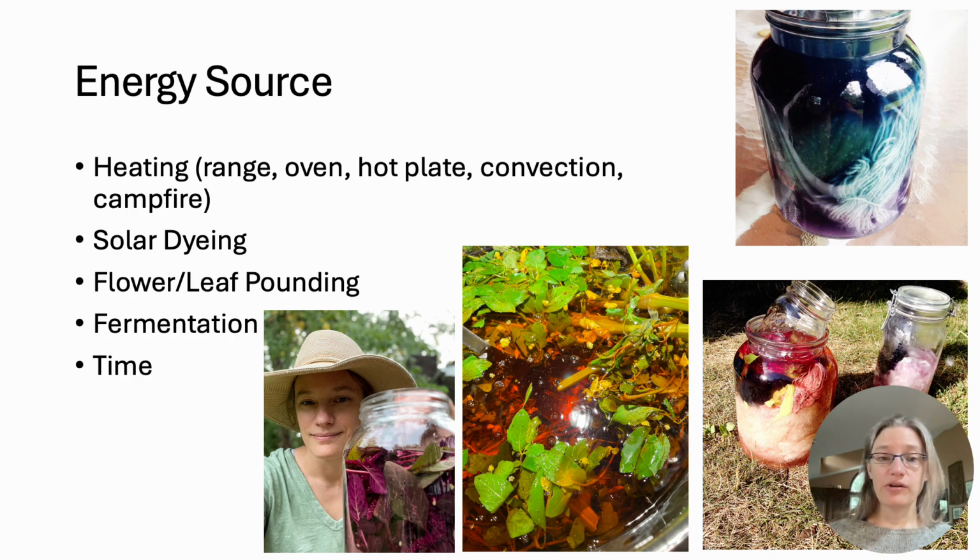We can also use flower or leaf pounding, where we just put the flower on our treated textile, and the energy is us mechanically pounding that leaf into the fiber. There are many dyers who are working with fermentation, so basically bundle dyeing, where they're wrapping up their fiber and their leaves and their dye materials, putting it in the compost pile and waiting, and taking that out after a certain amount of time to get the dyes that they want. And the heat and the time in that fermentation is what gives us that energy.